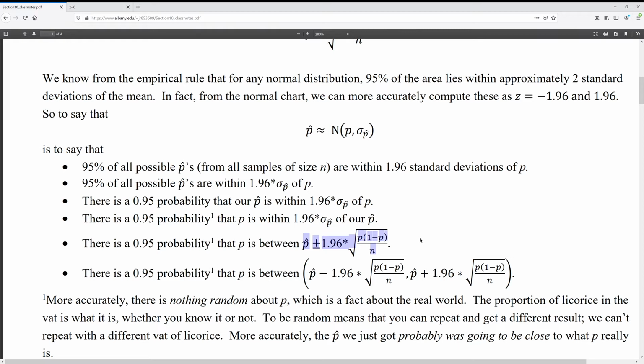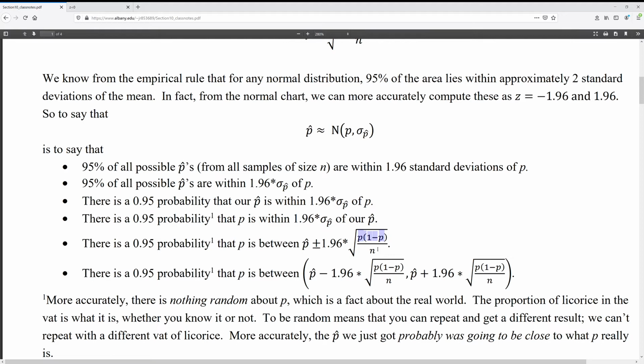Now, I grant you, p and p hat are not going to be the same thing. You're not going to flip a coin a million times and get 500,000 heads exactly, on the nose. So there is a difference between what p is and the p hat we happen to get. That's the whole point of all of this. But for a large n, it's probably not that much of a difference.